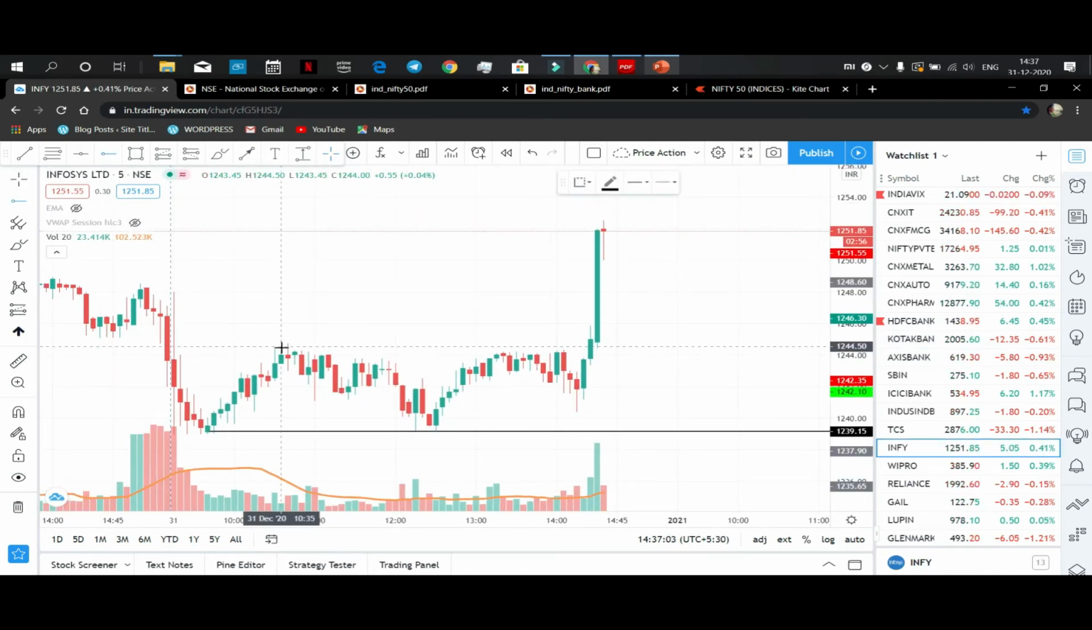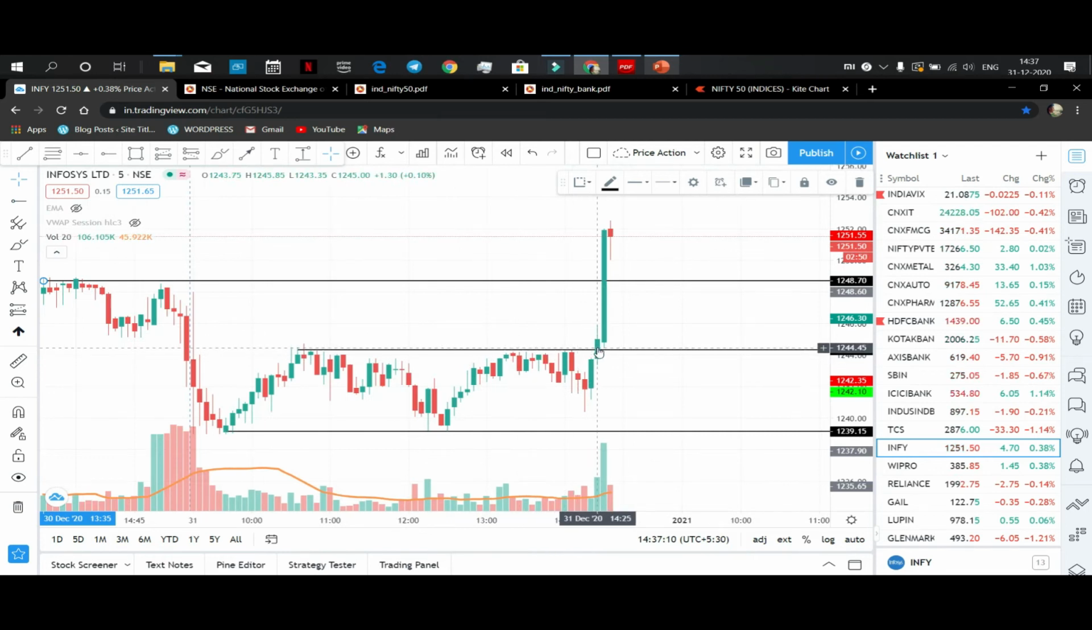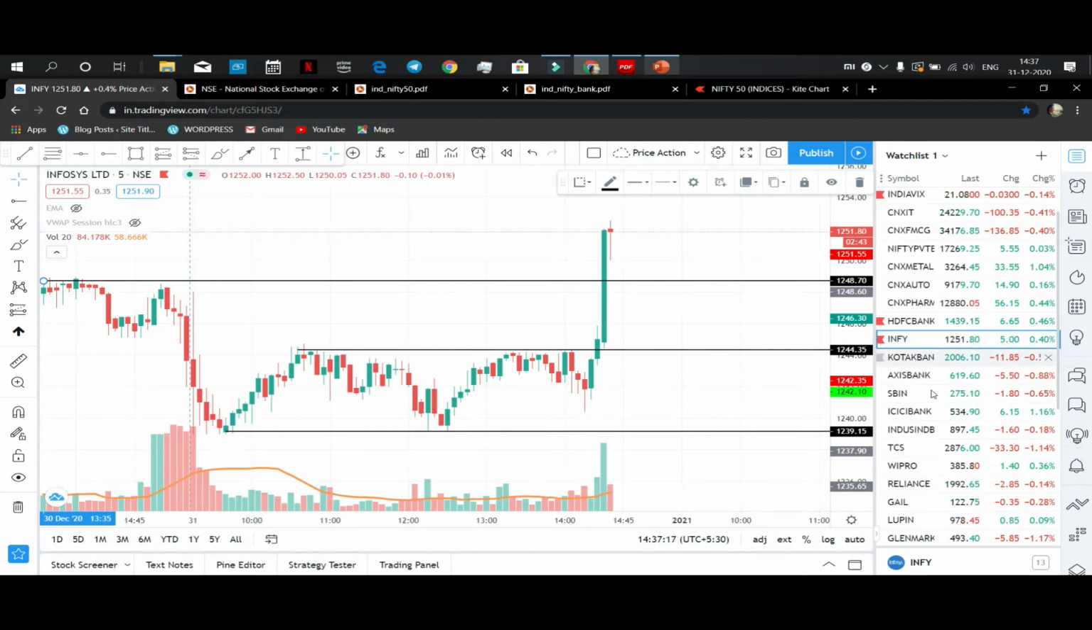Now I will just draw a few support and resistance points or zones in this stock, and you can see that there's a clear breakout on the stock with high volume, so we are going to put a flag on the stock and we are going to move it up the list.